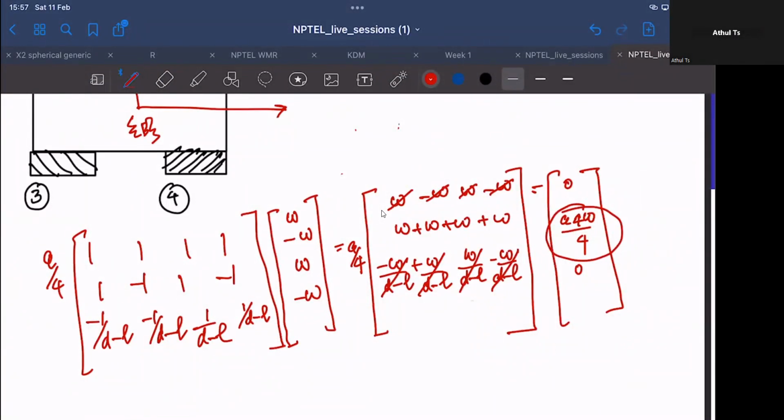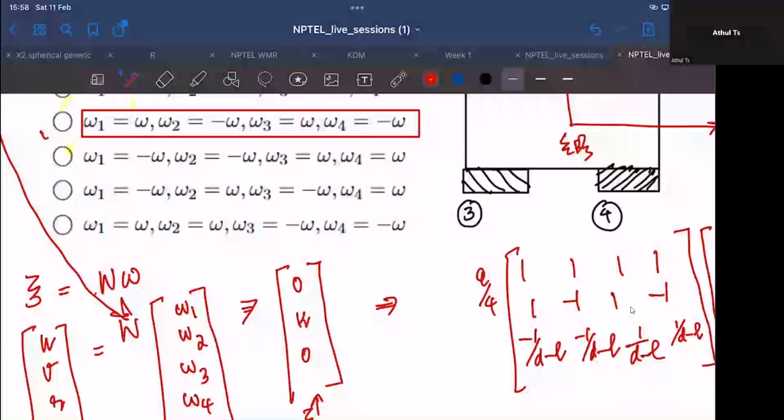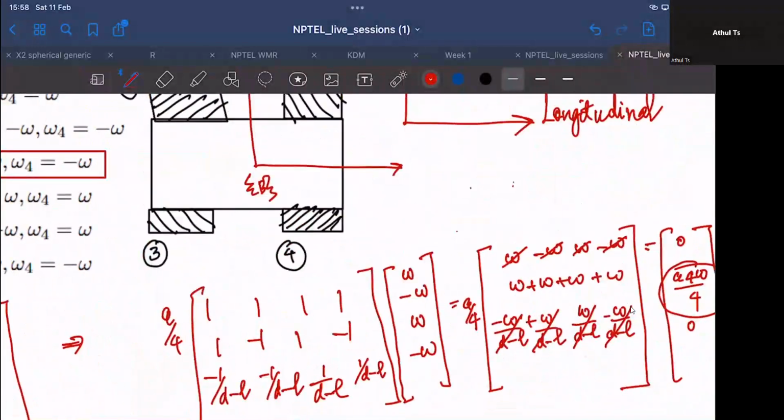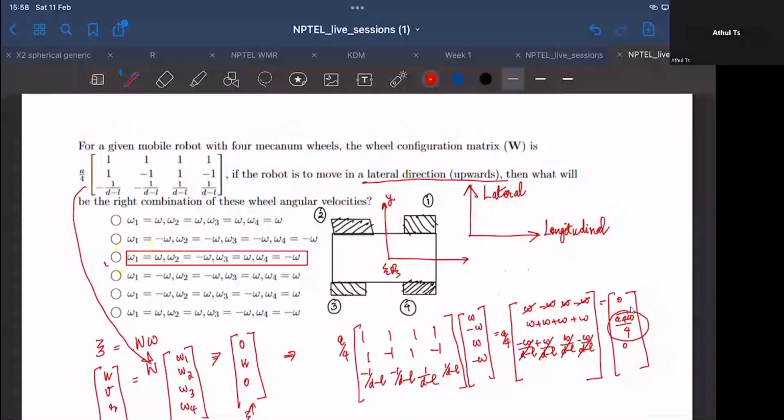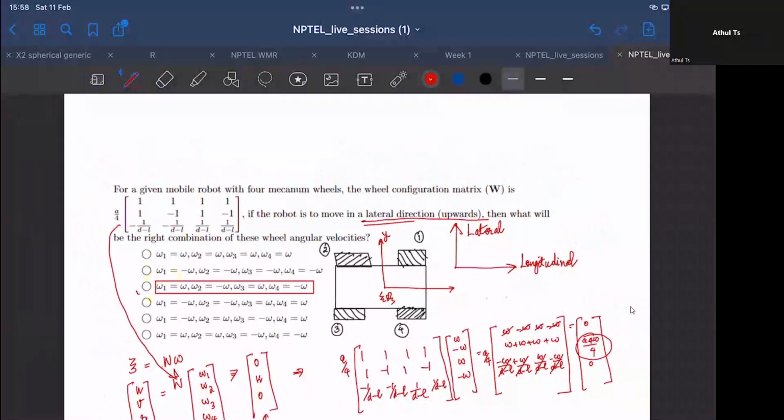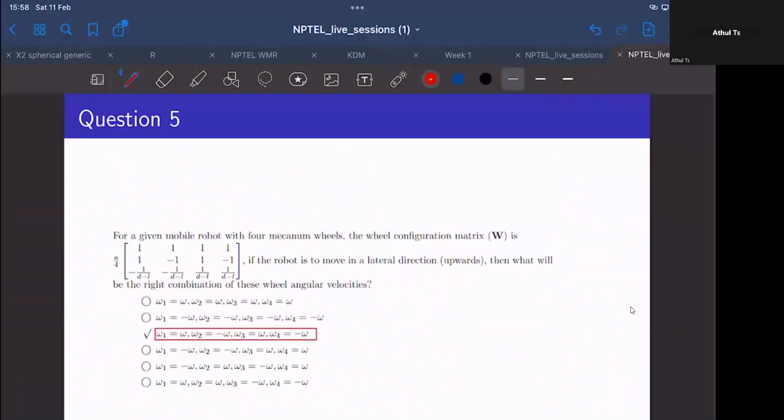So this is what the question asked. I hope this is clear in this regard. It has zero velocity along the u direction. It has zero velocity along the r direction. It only has velocity along the v direction, or in other words, the lateral component. That is what the question asks. Okay, all right. Thank you. So that is indeed the correct answer. The option 3, omega 1 is positive, omega 2 is negative, omega 3 is positive, omega 4 is negative.